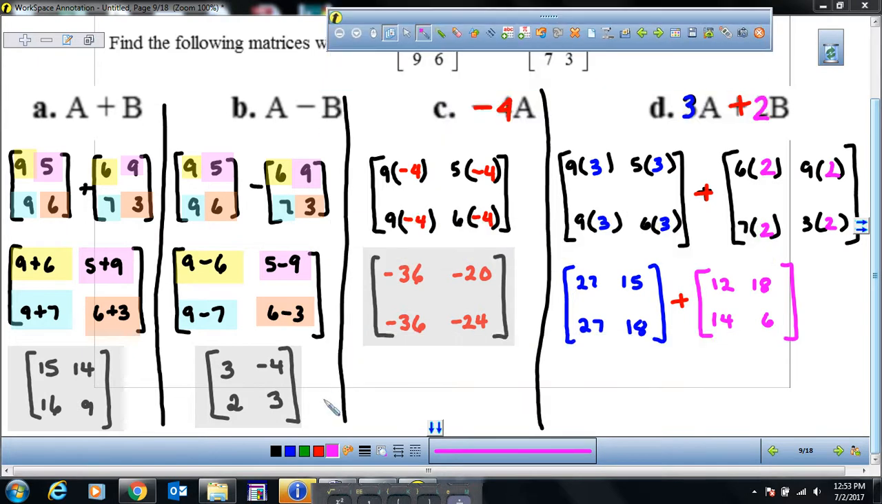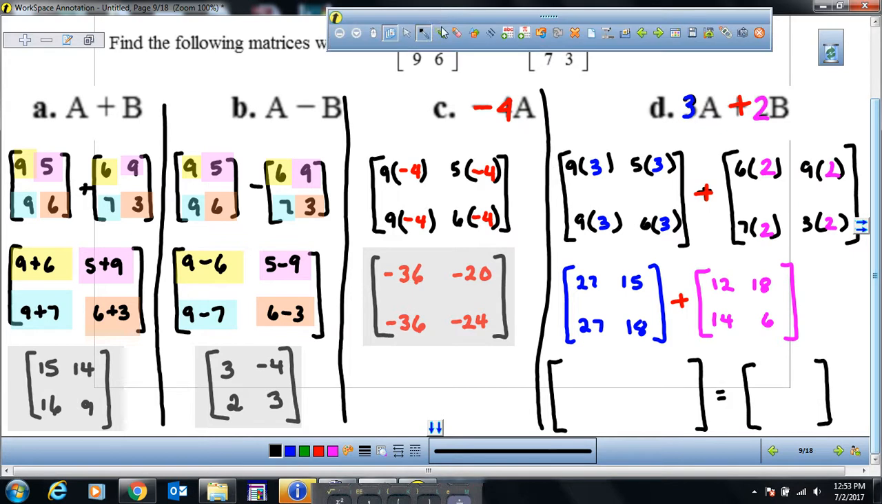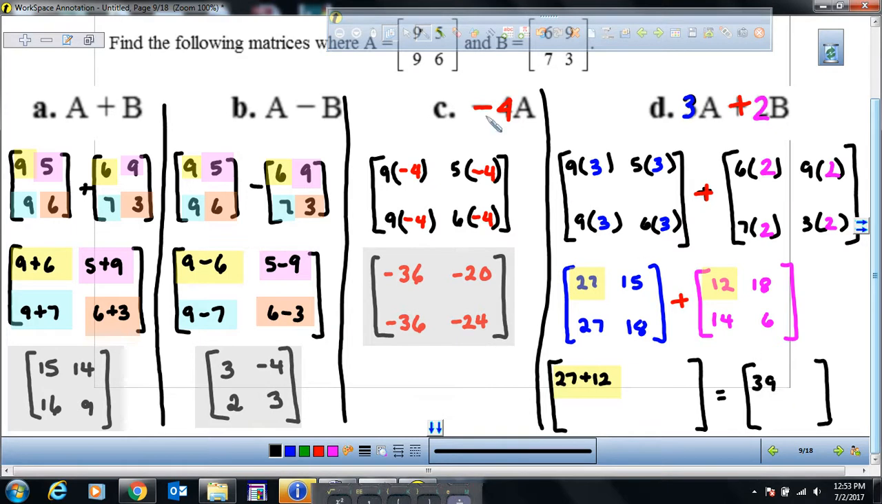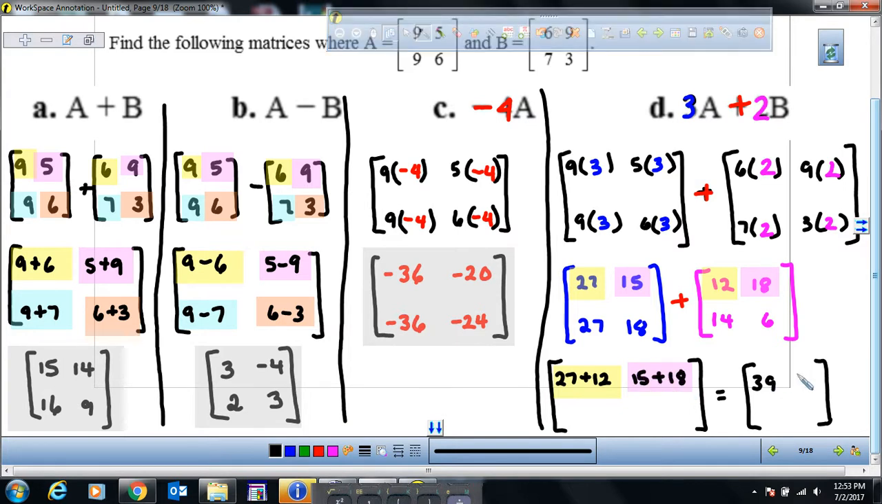Now remember that addition and subtraction is just component-wise. What does it mean by component-wise again? That the number in the first row, first column is going to be added to the number in the first row, first column. So which is 27 plus 12, it's a 39. The element in the first row, second column is added to the element in the first row, second column, which is 15 plus 18. That's going to be a 33.